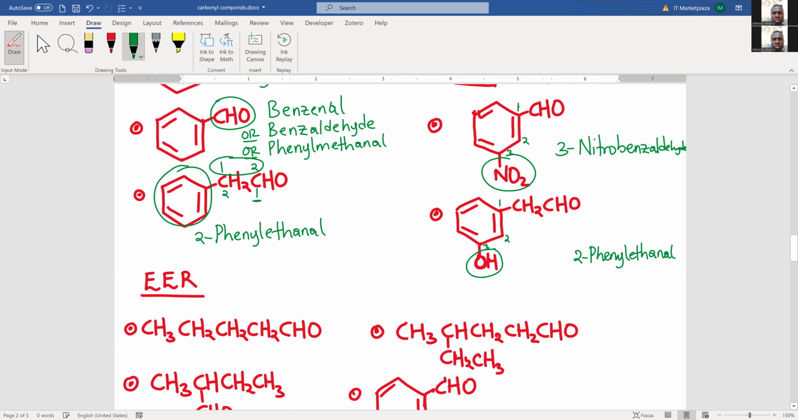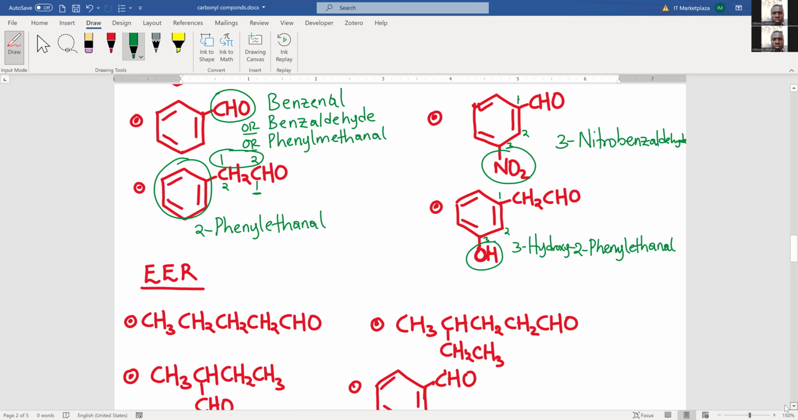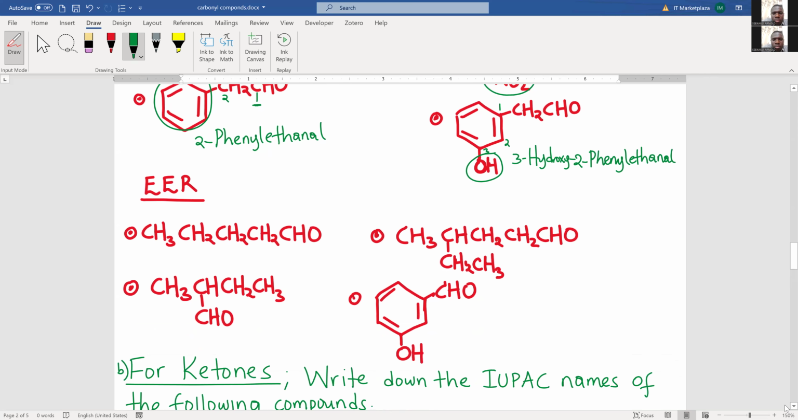Now considering OH, it is at position 3. So this is 3 hydroxy 2-phenyl ethanol. So as of now, allow me to stop here. You try out this simple exercise. You name those aldehydes. Hopefully, we shall continue with ketones.